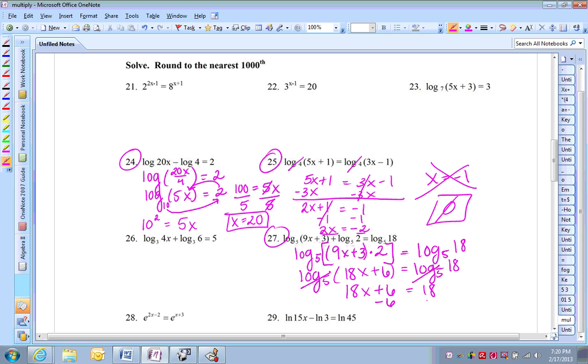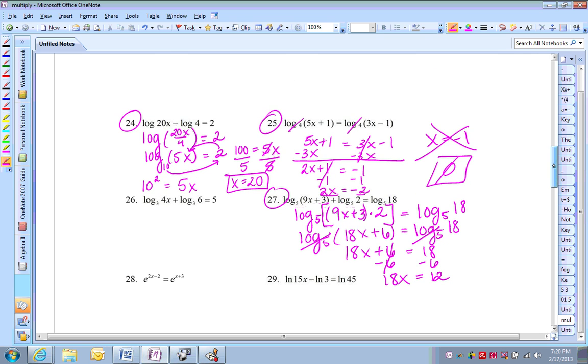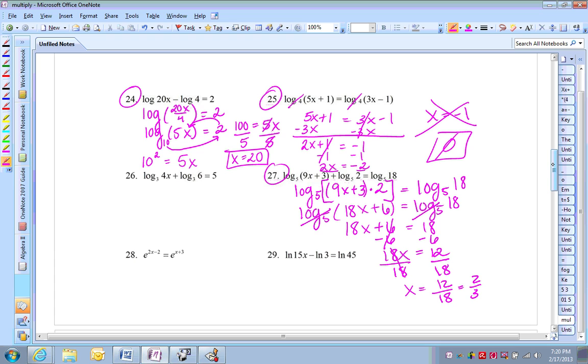To get x by itself, I subtract 6 from both sides, and I end up with 18x equals 12. Divide by 18, and x equals 12 over 18. Now that reduces down to 2/3. Or in other words, x equals 0.667, if you wanted to round to the nearest thousandth. So either one of these answers would be acceptable.